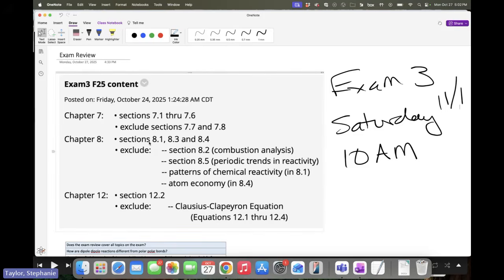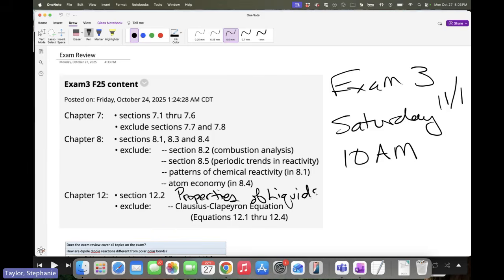I also pulled this information on the left, which is what the exam covers. This is something Dr. Diekman posted on Friday. So chapter 7: this is all the electron domain geometries, molecular geometries, hybridization. Section 12.2 down here is properties of liquids. Those intermolecular forces went really nicely into properties of liquids.